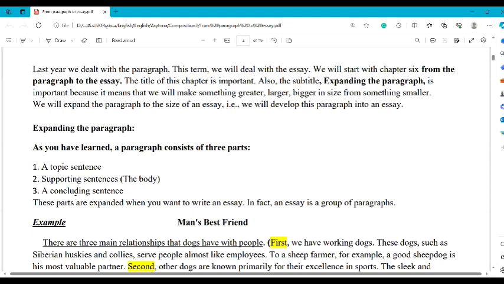So when talking about a paragraph, we will talk about sentences, while when talking about an essay, we will talk about paragraphs. Okay? So in this semester, we are interested in just writing an essay. These parts are expanded or enlarged when you want to write an essay. In fact, an essay is a group of paragraphs. Let's see this example.